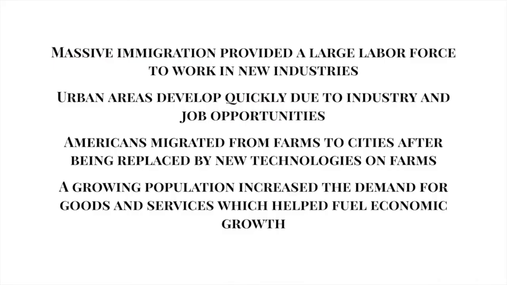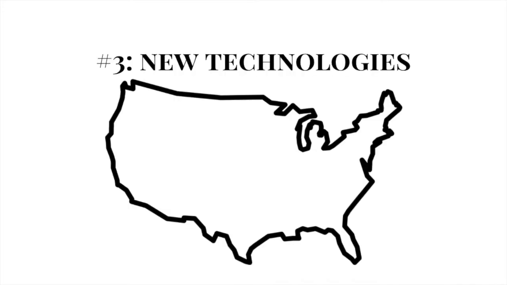So there's a massive immigration into the United States, providing us with a huge labor force to work in our growing and developing industries. Urban areas are going to develop quickly due to those industries and job opportunities, as cities develop around those factories and businesses and grow almost exponentially. Americans are going to be moving themselves from farms to cities after being replaced by technologies on the farm, having to go to the cities to get new jobs. So as more people come to the United States, there's a higher demand for goods, which creates more businesses and more jobs, which in turn draws more people here, which creates a bigger demand for goods, and it becomes this big cycle.